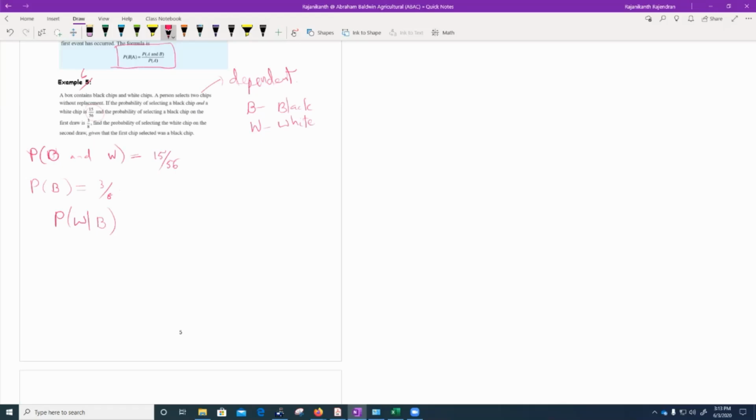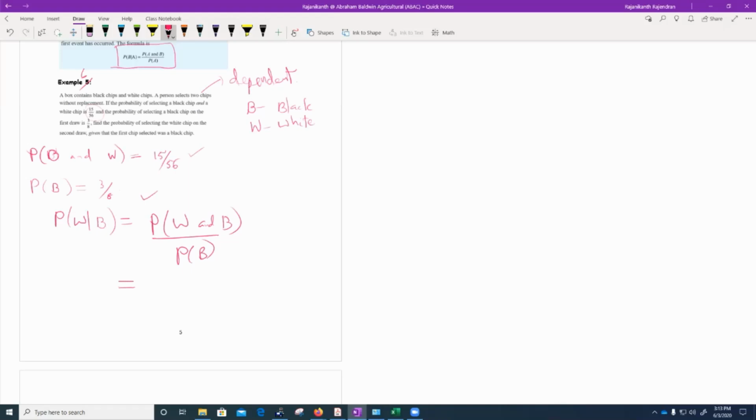The formula says that for A given B, if we apply that formula, instead of B now I have W, and instead of A I have now B. I'm using that conditional formula. The probability of W given B is nothing but the probability of W and B over the probability of choosing black. Now these two are given, straightforward. These two are known.